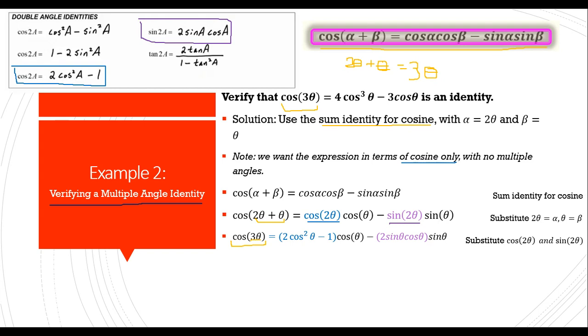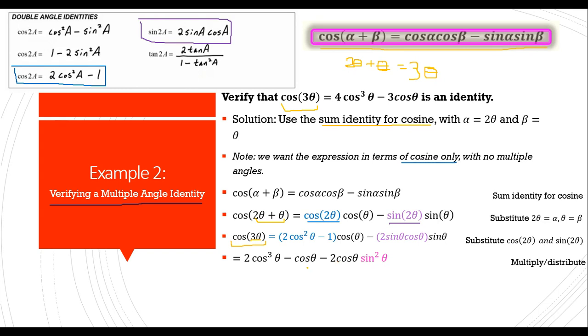So let's just work with the right-hand side. The left side's good. Right-hand side, I've got 2 cosine squared theta minus 1 times cosine theta, and minus 2 sine theta cosine theta times sine theta. We're going to have to do some multiplication, some distributions here. So 2 cosine squared theta times cosine is 2 cosine cubed theta. Minus 1 times cosine theta is where we get our minus cosine from. Negative 2 sine theta times sine theta is sine squared theta. That cosine theta just remains cosine. So all we did was multiply and distribute.